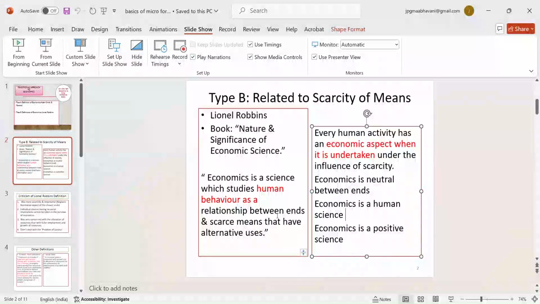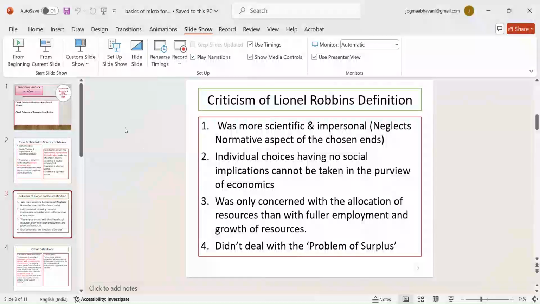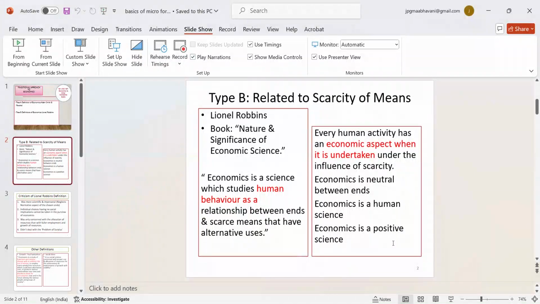Then for Robbins, economics is a positive science. Economics being a positive science means it deals with facts, which means that economics is not going to pass a judgment. If I correlate these two points, economics is neutral between ends and economics is a positive science, you will understand better. Why do I say so? Because positive science means that you are laying down a fact: what is. You are simply stating that this is the way things are, or this is what is taking place. When you are reporting what is factually present, that is positive.